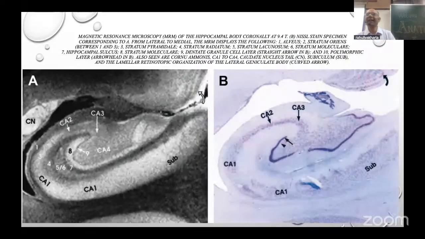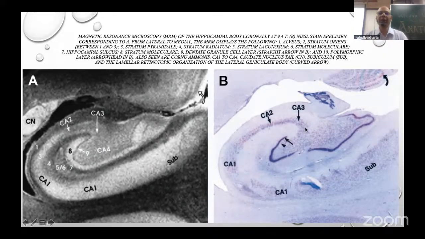Okay, so as we progress to newer and higher strength magnets, at present the FDA has allowed a 3 Tesla MRI, but maybe in the near future we can get a higher end MR where we can really differentiate the layers of the hippocampus. And this is one example. This MR is done on a 9.4 Tesla MRI, which is more research oriented. They are not commercially available for human use.